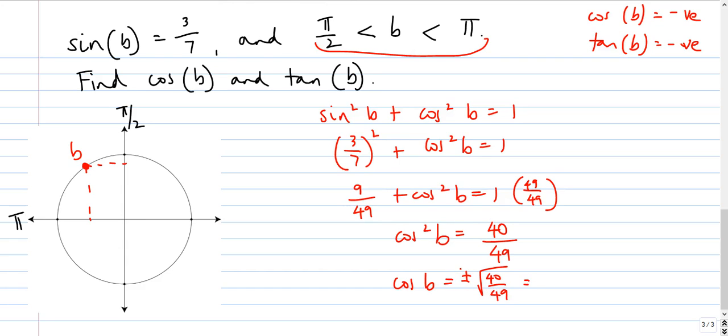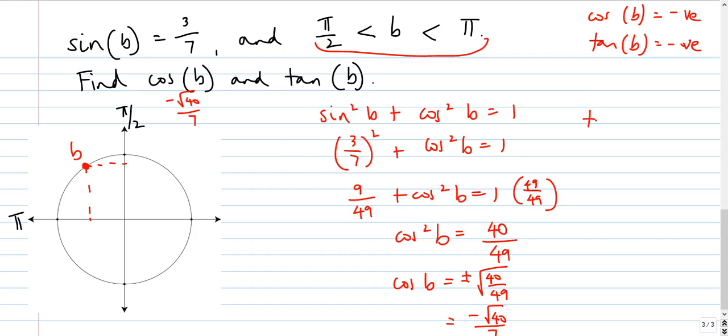And because of the quadrant that b is in, we are only going to accept the negative value. So cos b will be negative root 40 on 7. That's just simplifying that surd. So we have cos b is negative root 40 on 7.